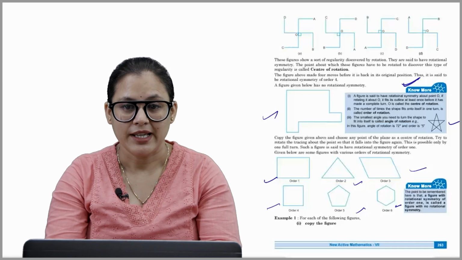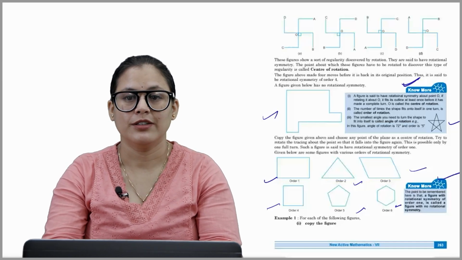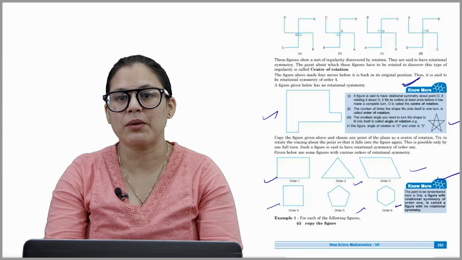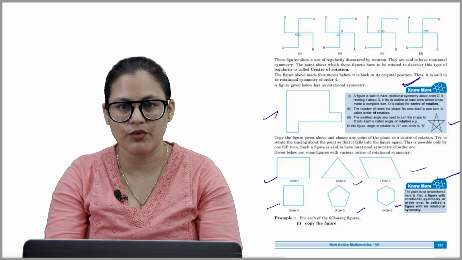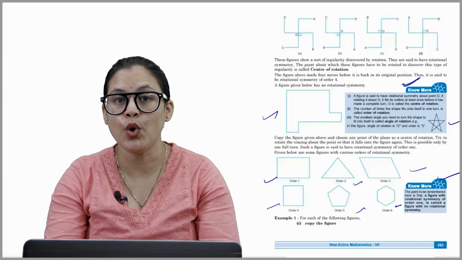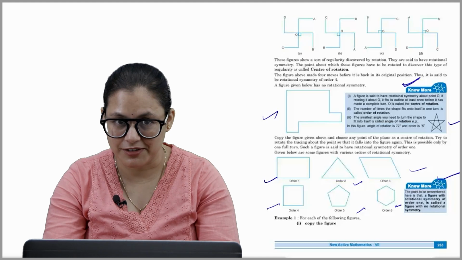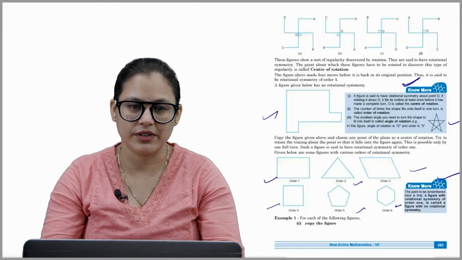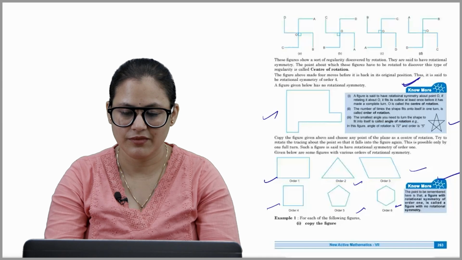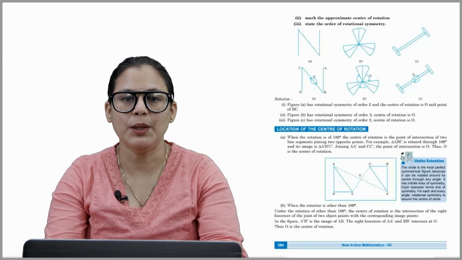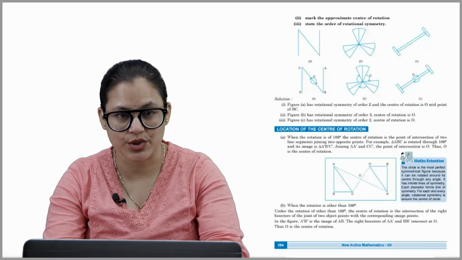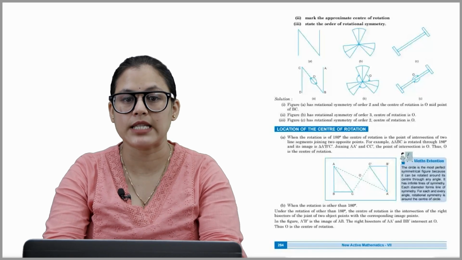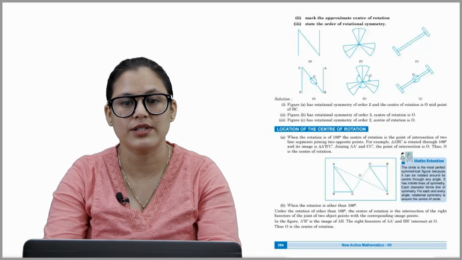The point to be remembered here is that a figure with rotational symmetry of order 1 is called a figure with no rotational symmetry. Right? Example 1, for each of the following figures, number 1, copy the figure. Number 2, mark the appropriate center of rotation. And number 3, state the order of rotational symmetry.